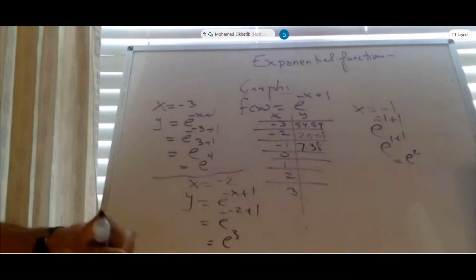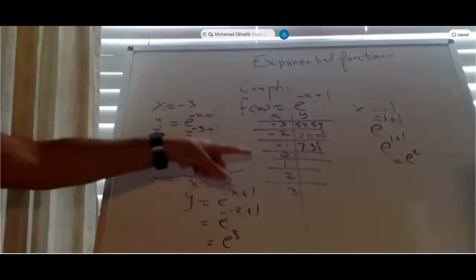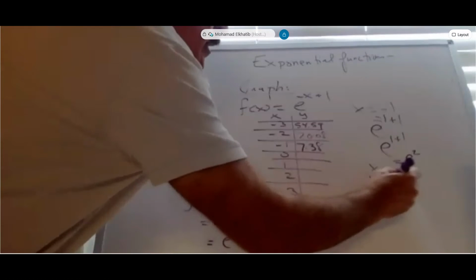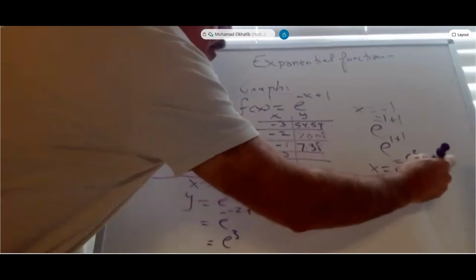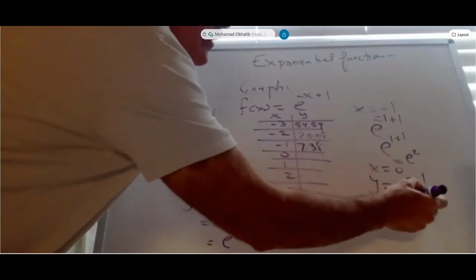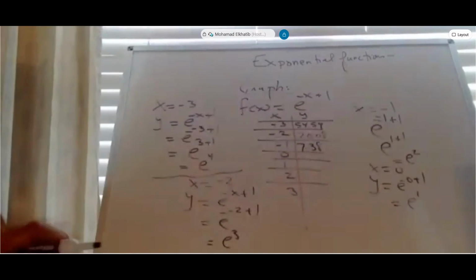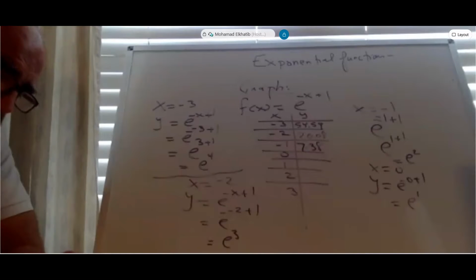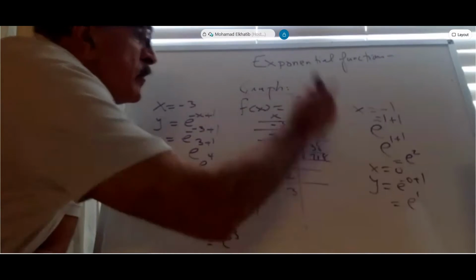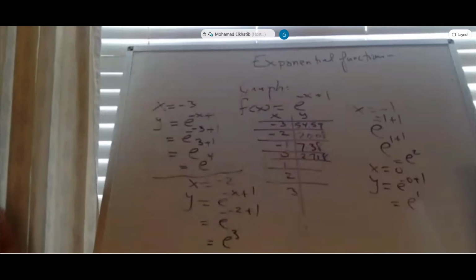And now what is x? 0. So y will be e to the negative 0 plus 1. There's no such thing as negative 0. So e to the negative 0 is the same thing as e to the 1. So when I do e to the 1, 2.718. How are we doing?